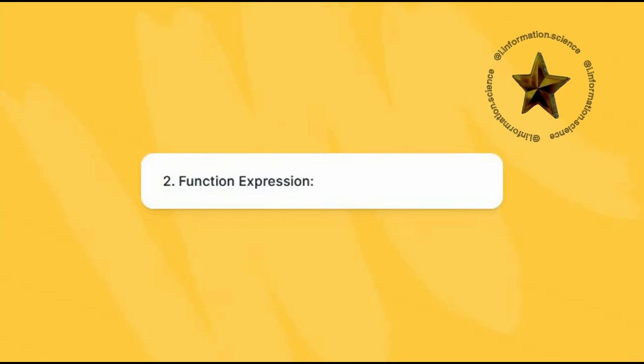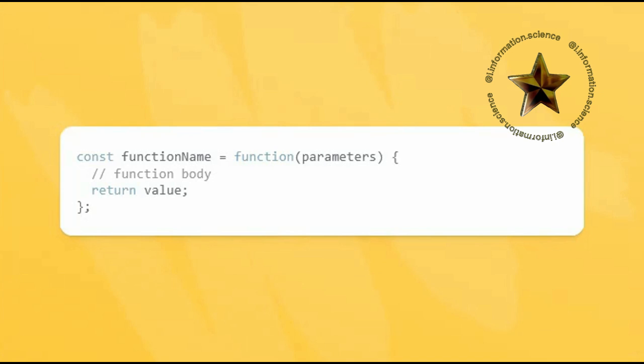2. Function expression. Function expressions assign an anonymous function to a variable. The function can have a name, but it's optional.